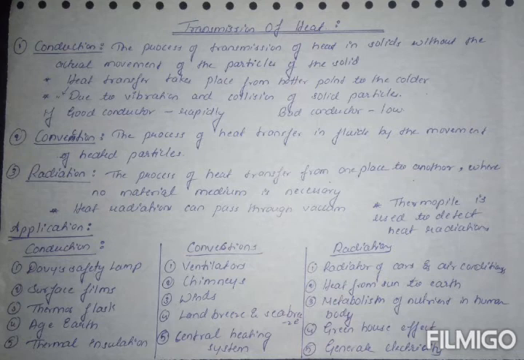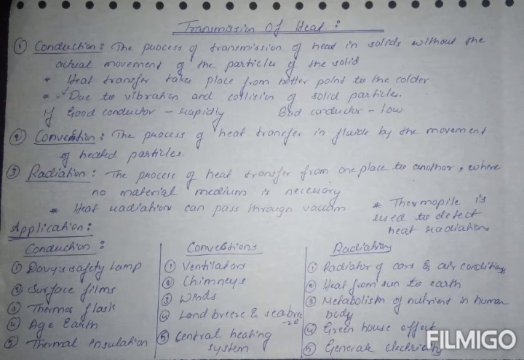If the solid is a good conductor, then heat transfer is rapid, and if the solid is a bad conductor, then heat transfer is slow. For example, if a rod is heated from one end, heat starts flowing from the hot end to the cold end by conduction. Next, move to convection, the process of heat transfer in fluids by the movement of heated particles. When heat is supplied to some fluid, the heated particles will move around. That process is called convection.